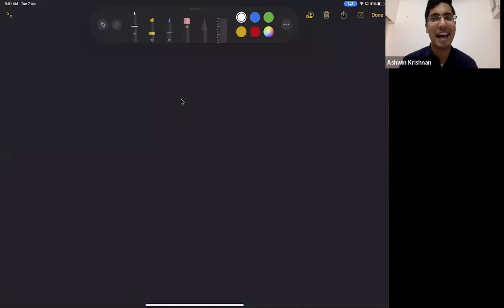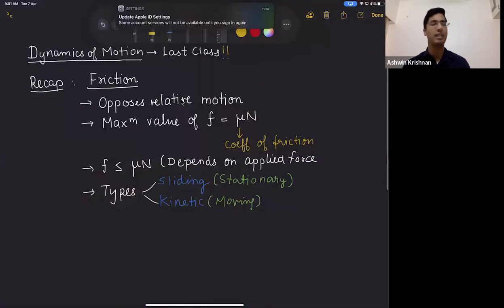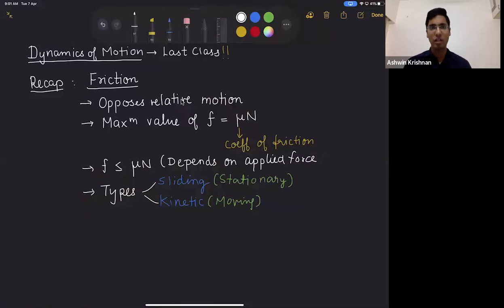So today's class is the last class on dynamics of motion. I'm just putting down the things that we did in the last class. These are the main concepts we did. We studied friction a lot and did lots of problems on friction. We will do more problems today also, but today it's time to move on to another important topic.